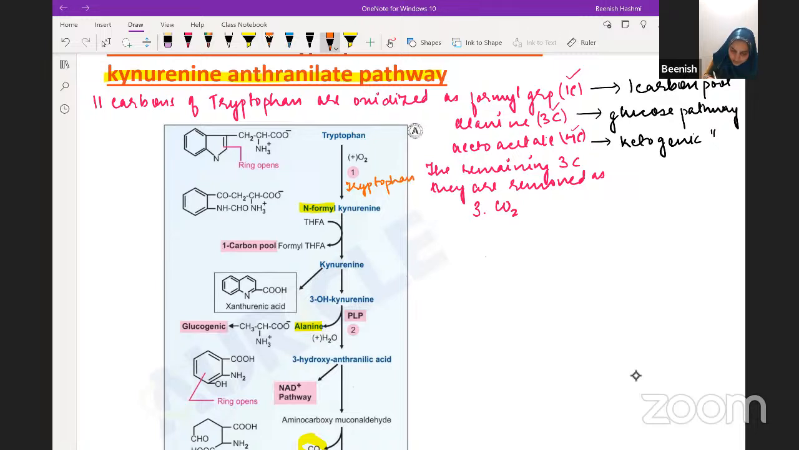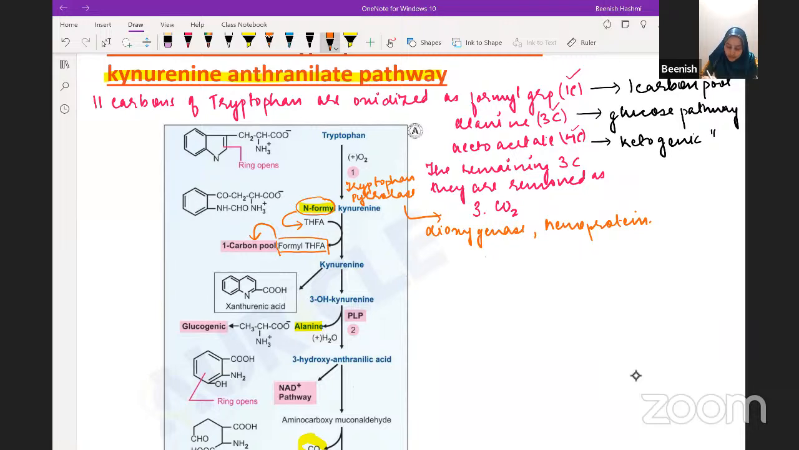Tryptophan pyrrolase. This is a dioxygenase and hemoprotein. That is, it is a heme containing enzyme. Okay, so what is formed? N-formyl kynurenine is formed. Now, from this N-formyl kynurenine, this formyl group is given to tetrahydrofolic acid to form what? Formyl tetrahydrofolic acid. As you can see, this tetrahydrofolic acid enters the 1 carbon pool.